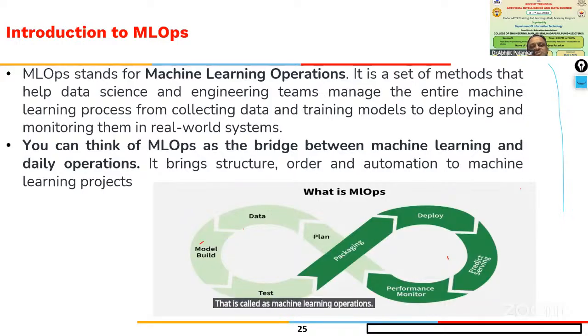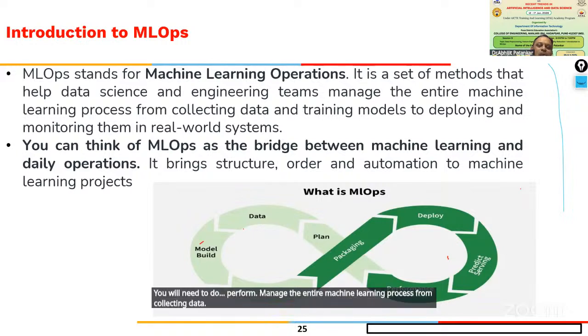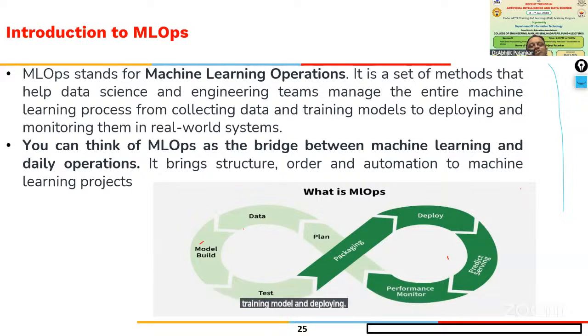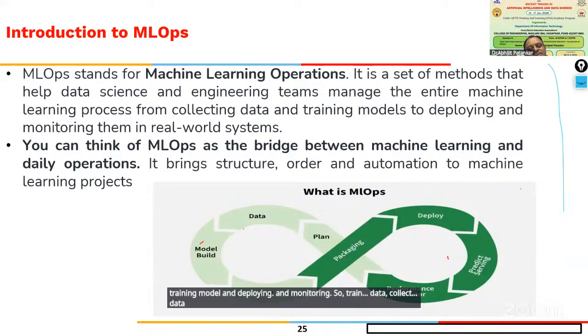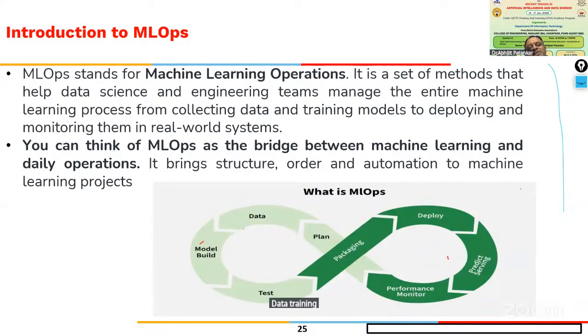Which operations do you need to perform? Manage the entire machine learning process from collecting data, training the model, deploying and monitoring. So data collection, training the model, developing the model, and monitoring the performance in any real-time system. All these tasks are performed by MLOps, machine learning operations.